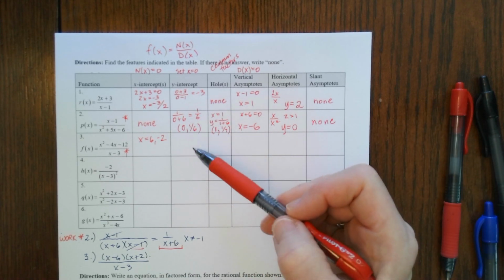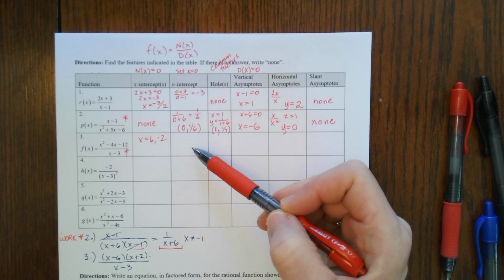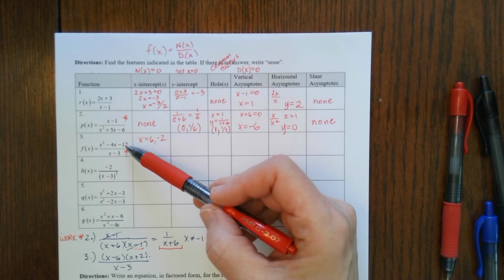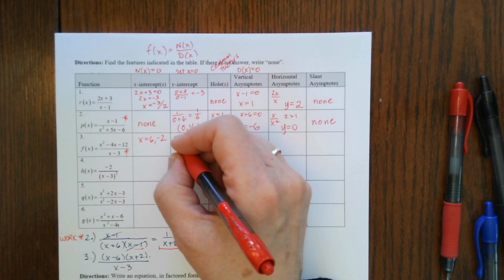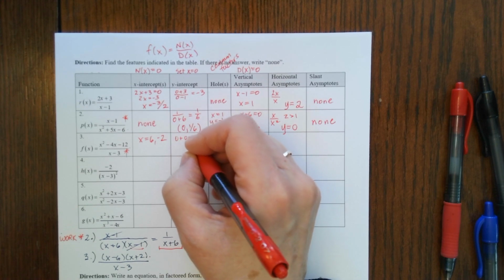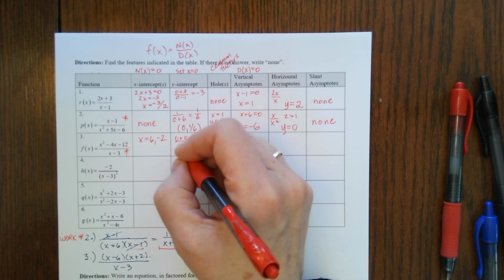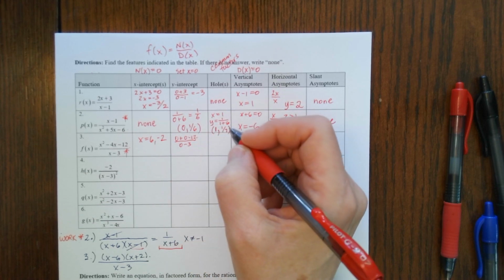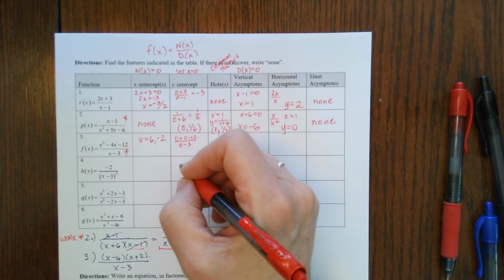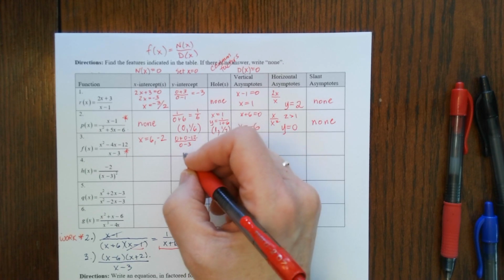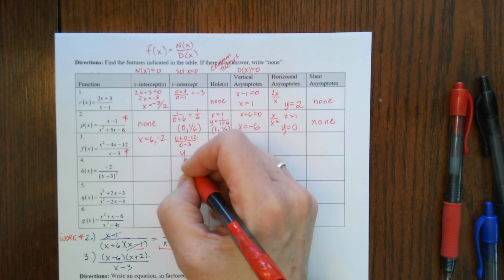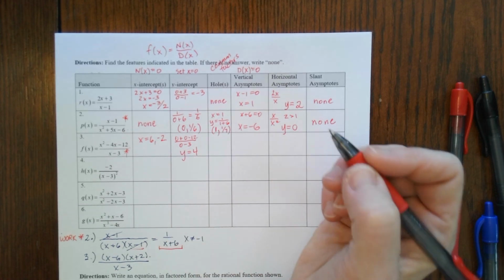Let's see, the y-intercept was set x equal to 0. So that's more easily looked at when you look at the expanded form. So we're going to have 0 plus 0 minus 12 divided by 0 minus 3. So the y-intercept is going to be y equals 4.